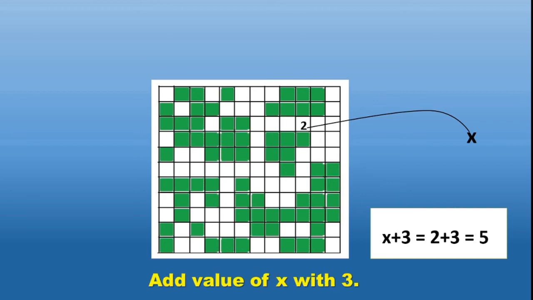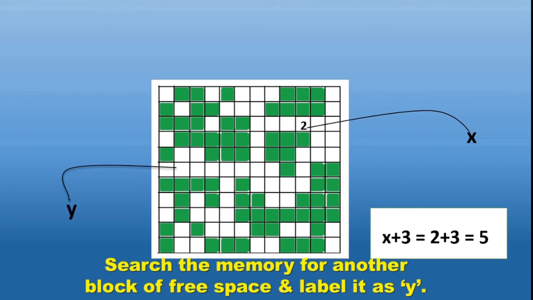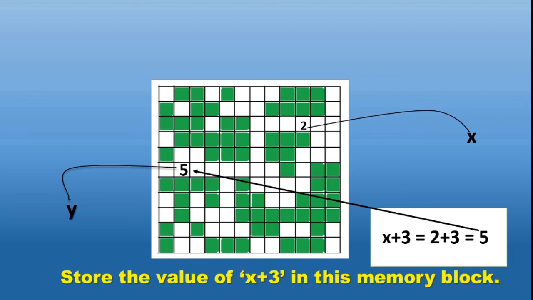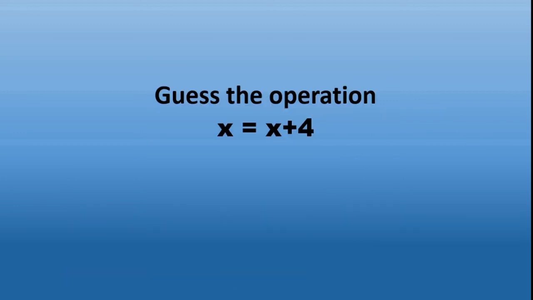It will add the value of x with 3, so the value becomes 5. Then it will search the memory for another block of free space and label it as y, and then store this value of x + 3 in this memory block. So the whole process y = x + 3 follows these steps. Now you can guess the operation x = x + 4.